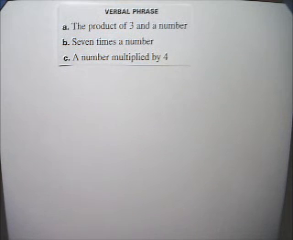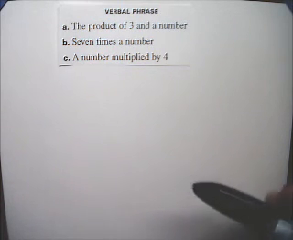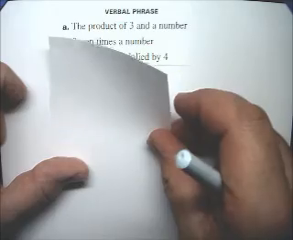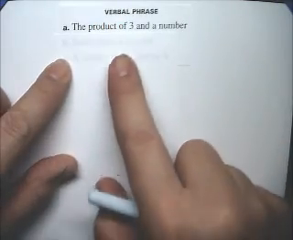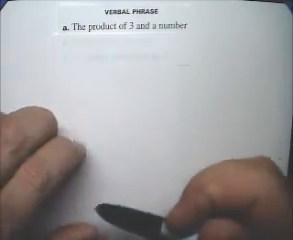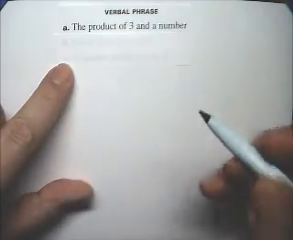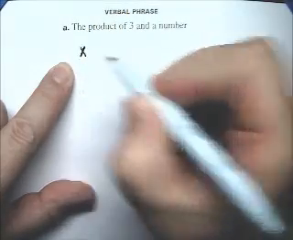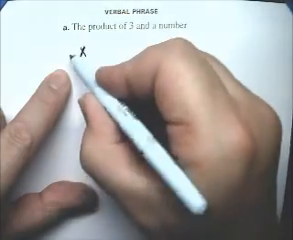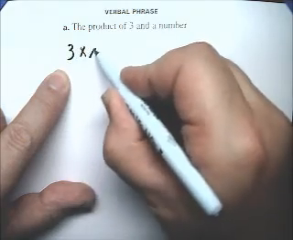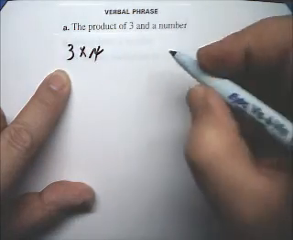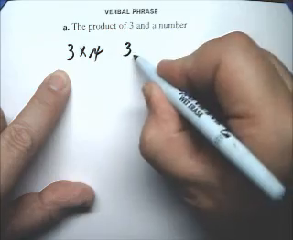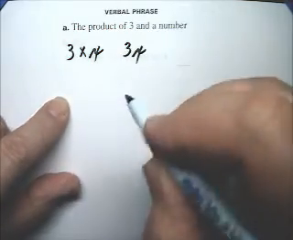Hello, this is Operations in Algebra, Translating Phrases into Expressions. And here we have parts A, B, and C. This says the product of three and a number. So product is times. So we have to multiply three and a number, three times x. In algebra, we would usually write this as 3x.